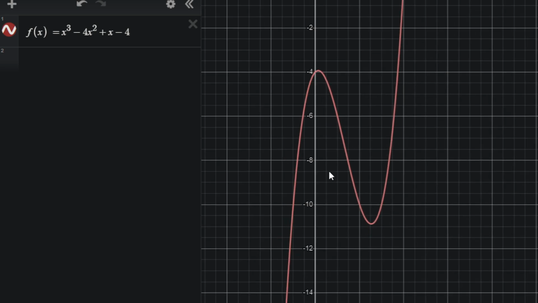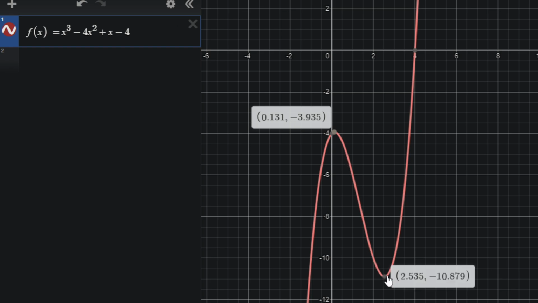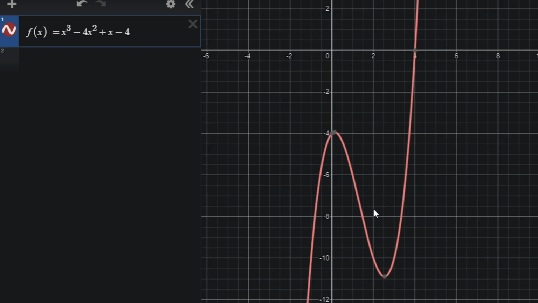Okay, so if we just look at it right here, this is the first critical point, and that does indeed look like a local max. And this is the second one, and that does indeed look like a local min as well, right?